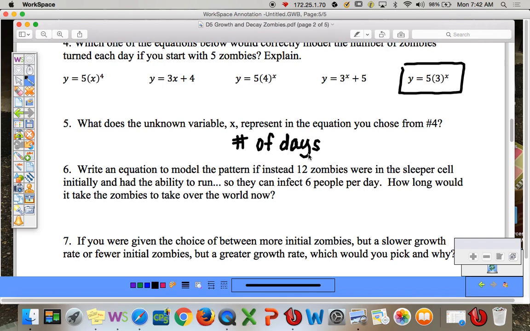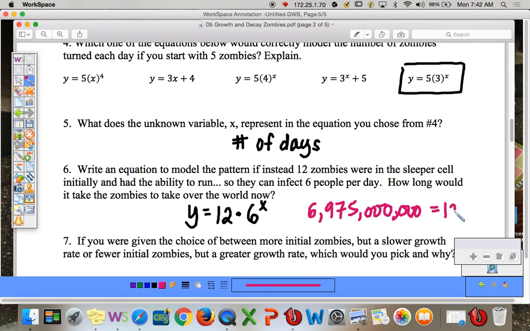that have gone by. Write an equation to model the pattern if instead 12 zombies were in the sleeper cell initially and had the ability to run, so they can infect 6 zombies per day. Alright, so this would be y equals, we're starting with 12 zombies, and it goes up by 6 per day. So here's what the equation looks like. And there's several ways that you can solve this. We can set this equal to our 6,975,000,000.